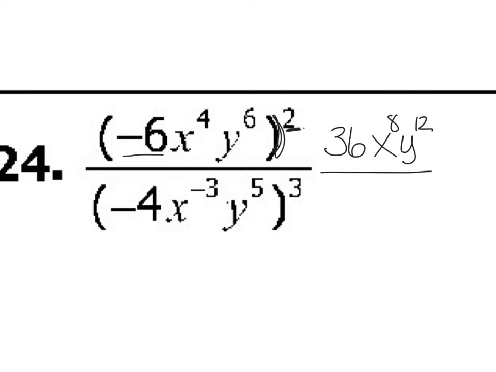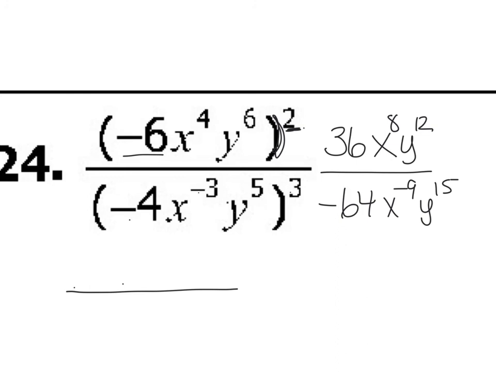And on the bottom, I've got negative 4 to the 3rd power. So it's negative 4 times negative 4 times negative 4. And that's going to give you negative, well, my pen won't work, negative 64. And then negative 3 times 3 is negative 9. And 5 times 3 is 15. Okay. All right, so 36 over negative 64. We can reduce that.